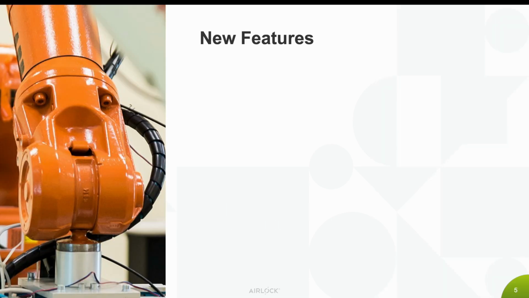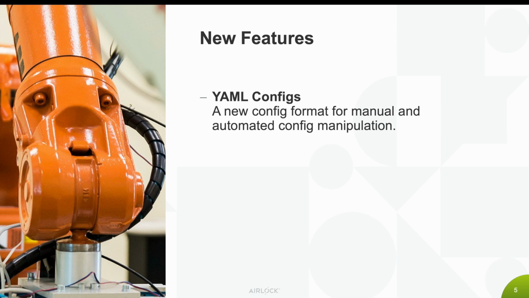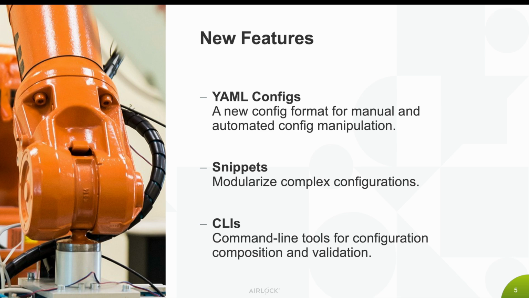So what are the new features about? Very shortly, it's about three things. It's about a new config format. It's a YAML-based format for manual and automated config manipulation. It's about the concept of snippets. They allow to modularize complex configurations. And it's about new CLI commands around config composition and validation.